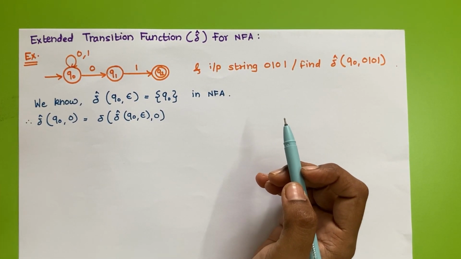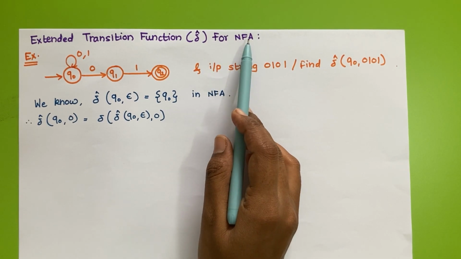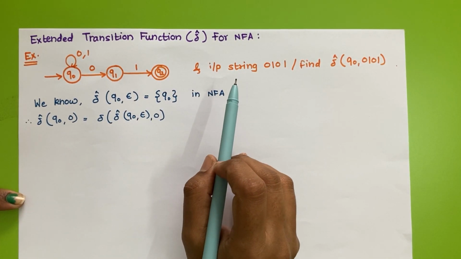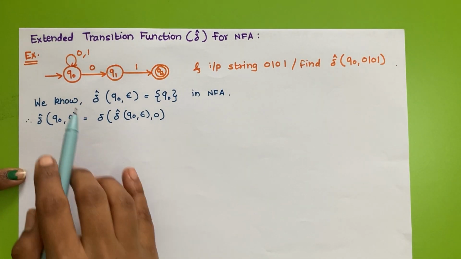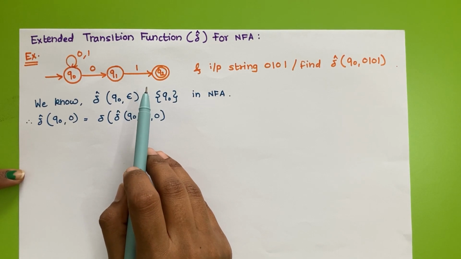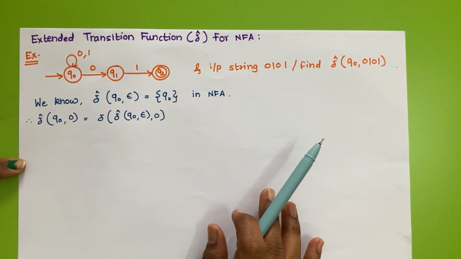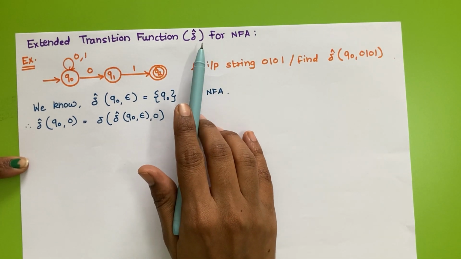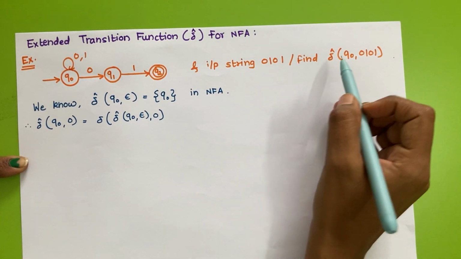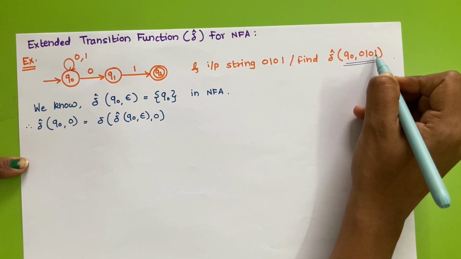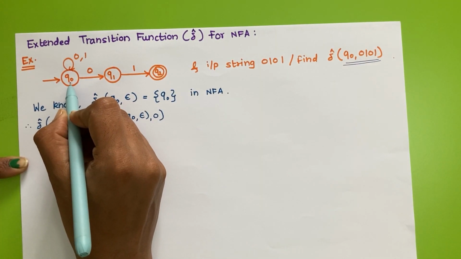Now the topic is the extended transition function for NFA. Last time we have seen the extended transition function for DFA also. Here we have considered one example of an NFA. In case of the extended transition function, we are giving input as a string instead of a symbol. Here we have considered the input string as 0101 and our initial state is Q0.